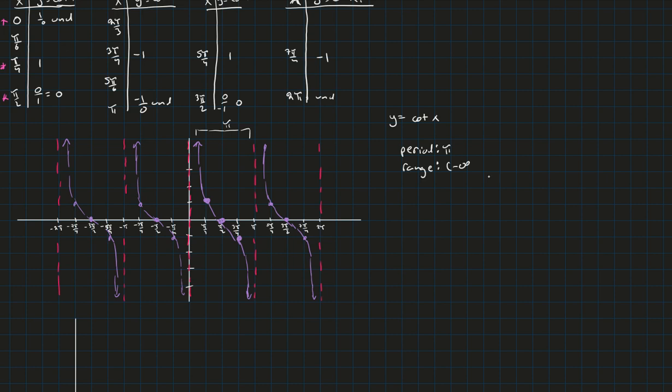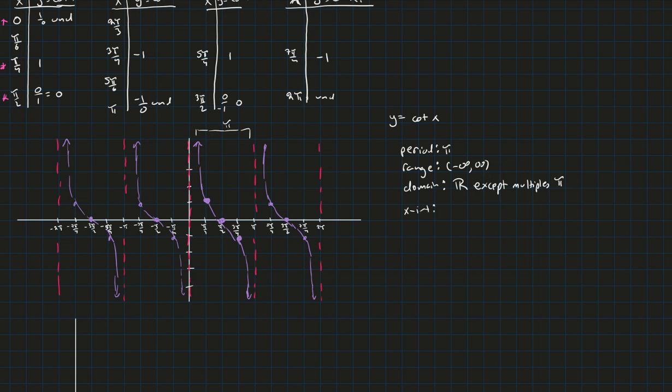Range is still negative infinity to infinity. Domain. Okay, something is happening with the domain, right? Clearly there are asymptotes. So all real numbers except multiples. What do I see over here? 0, I see pi, I see 2 pi, negative pi, negative 2 pi. It's going to be negative 3, negative 4, and so on, positive 3. So multiples of pi, like the 1, the 2, the 3.